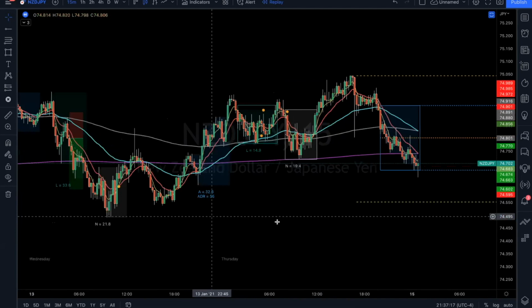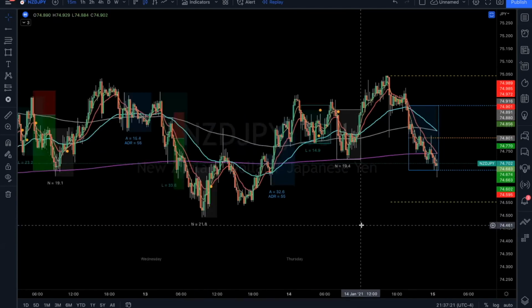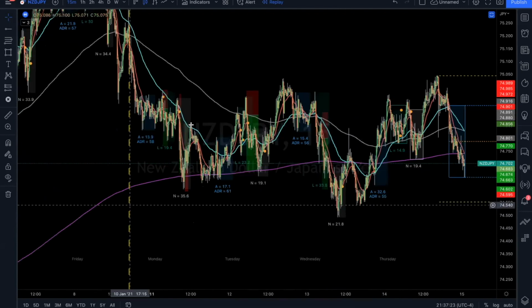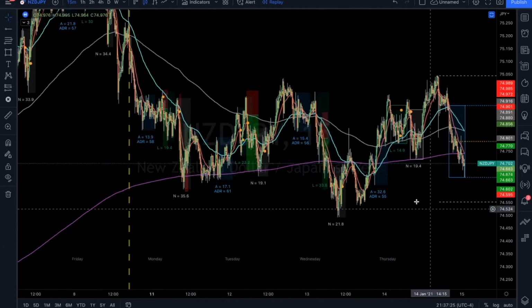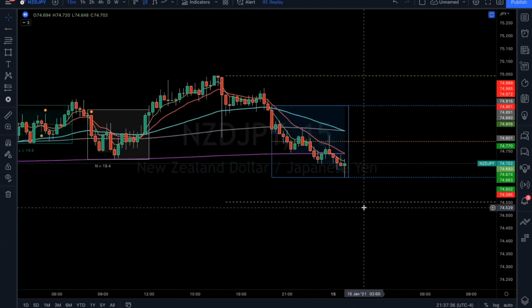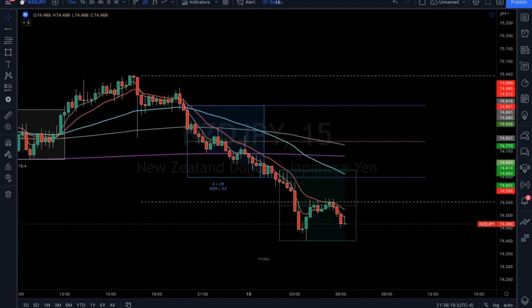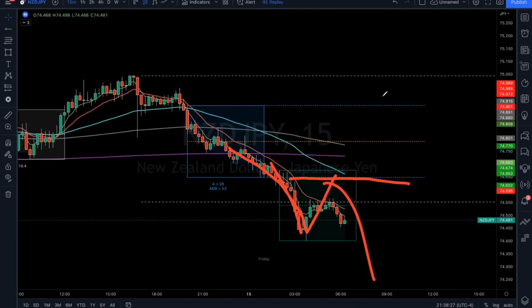All right, what is this? Friday. So basically, we've done nothing but move sideways the whole week. Back and forth, back and forth. If this pullback, if this behavior here, would have been to the bottom here, that would have been a good type 4.